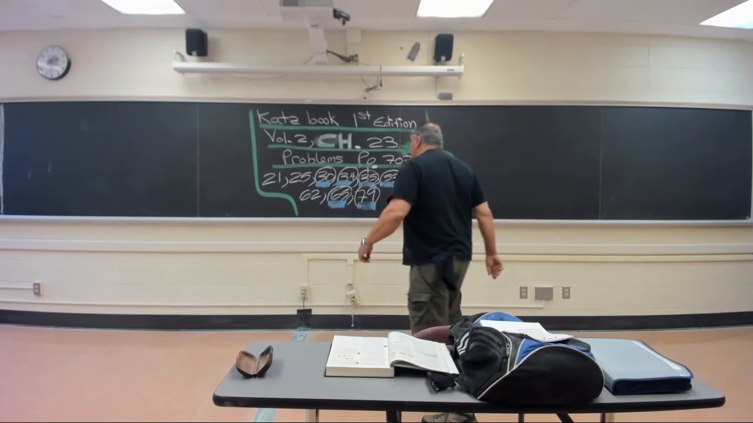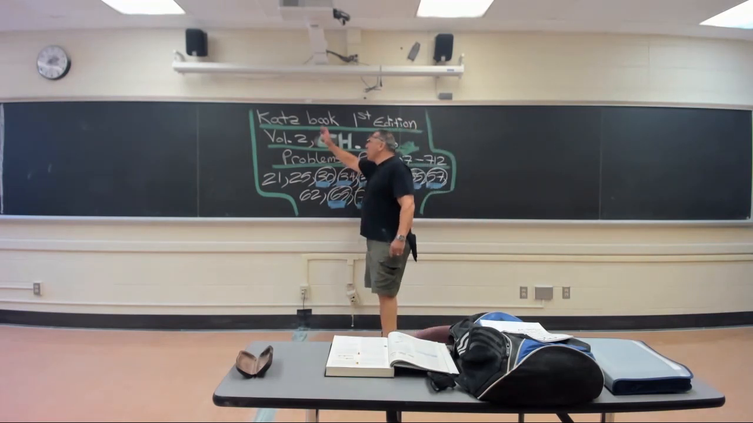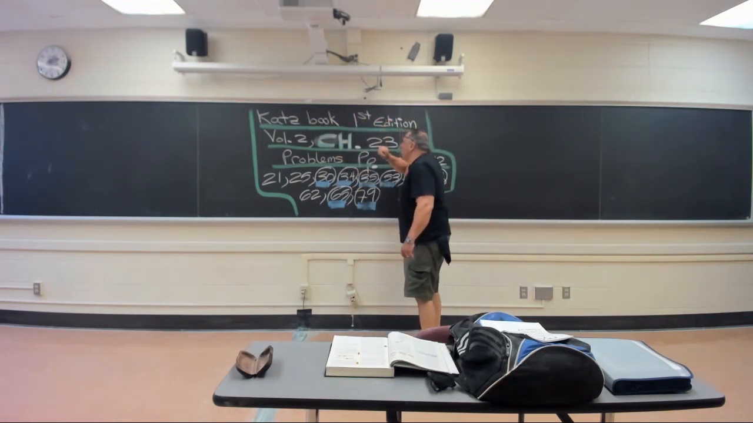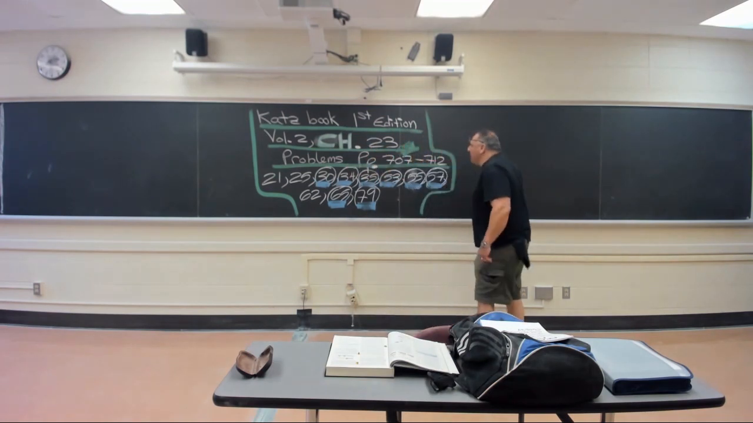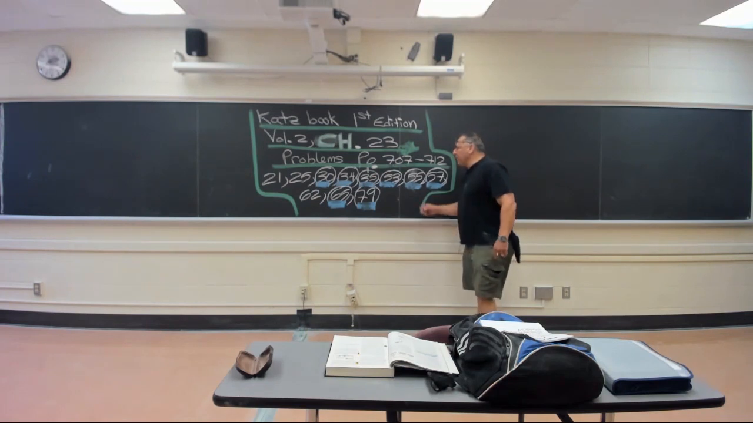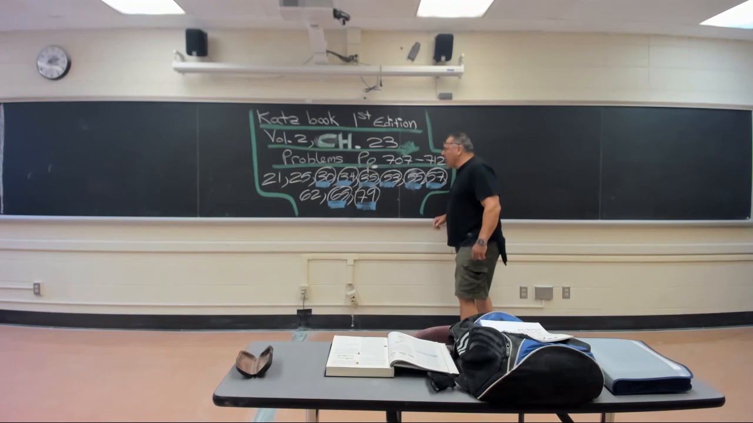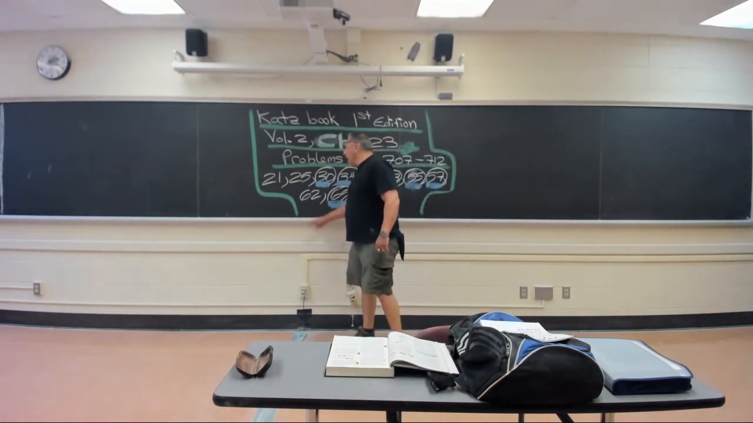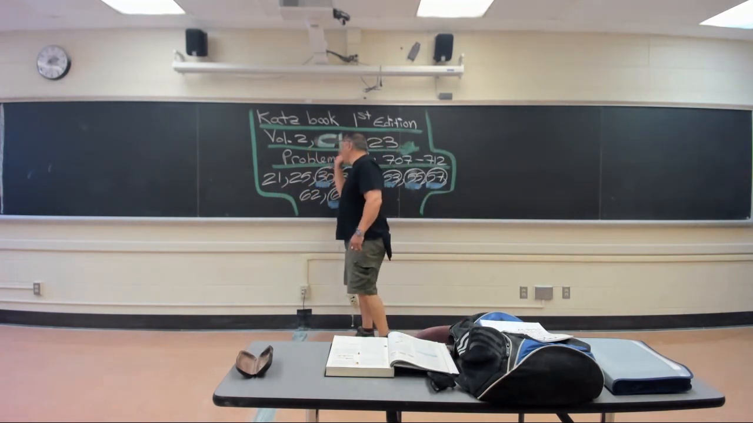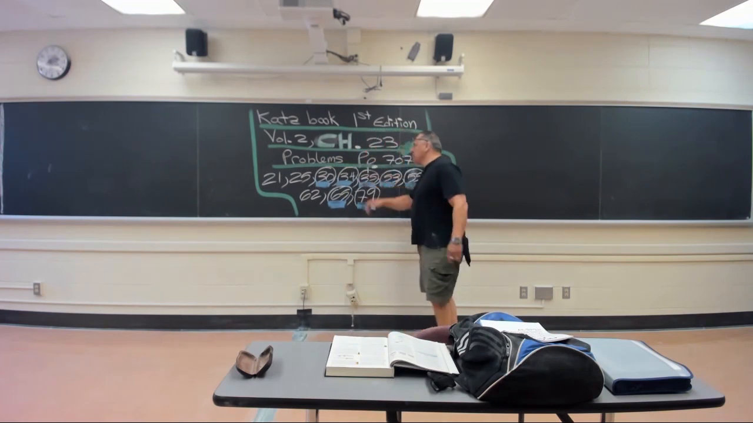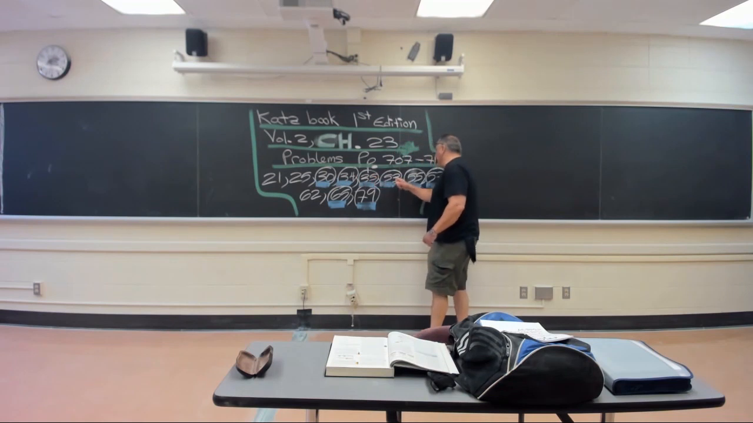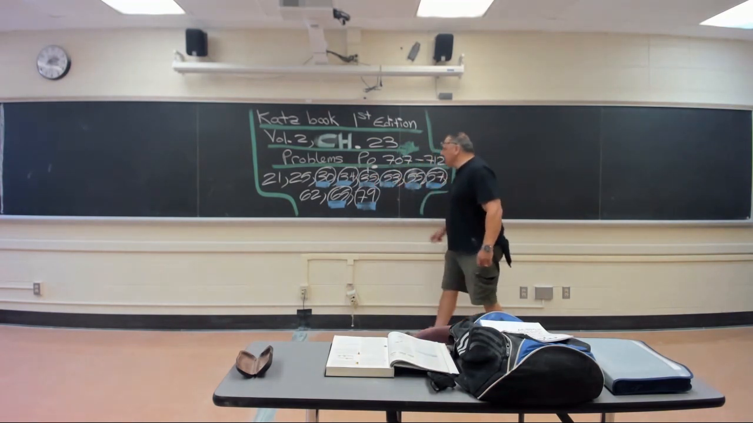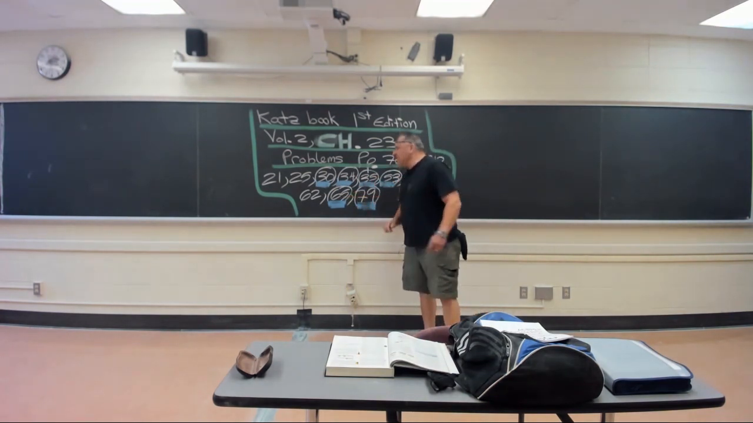But we're working from the Deborah Katz book. We call it the Katz book, first edition, volume 2, chapter 23. And the problems that I'm going to talk about are associated with pages 707 to 712. These problems from chapter 23 are 21, 25, 30, 34, 35, 53, 55, 57, 62, 65, and 79.